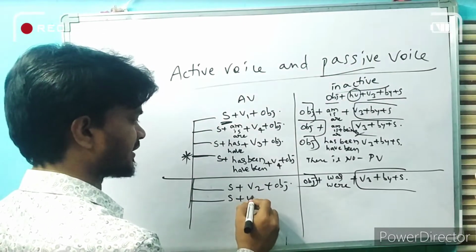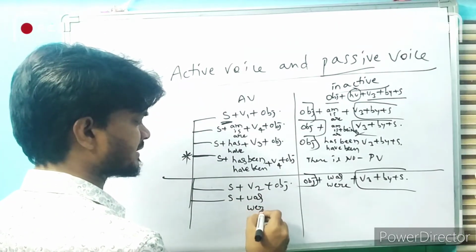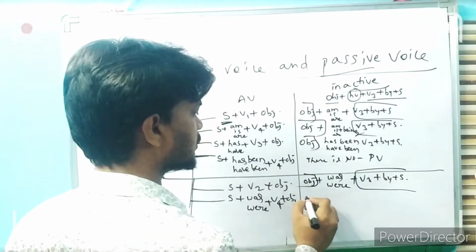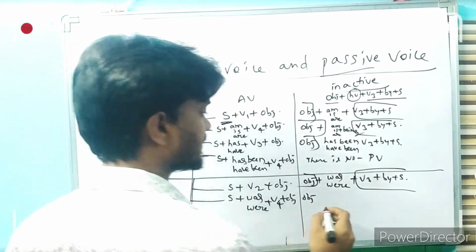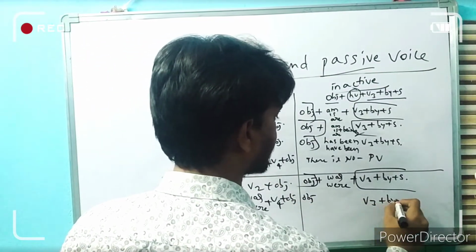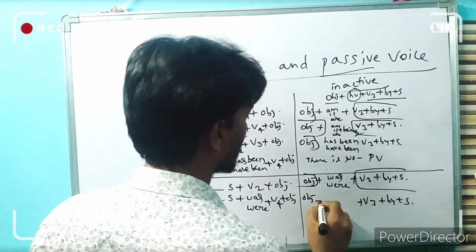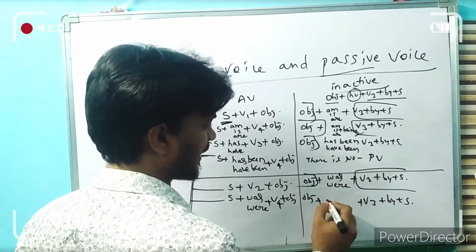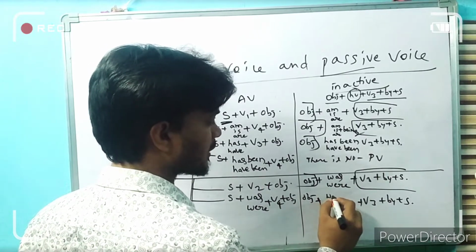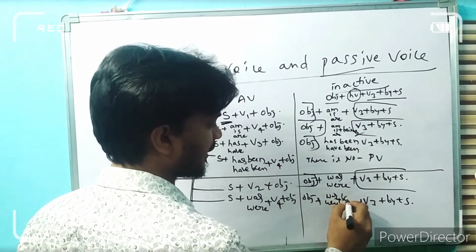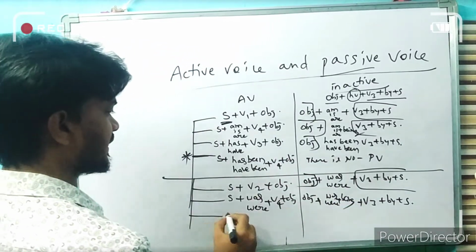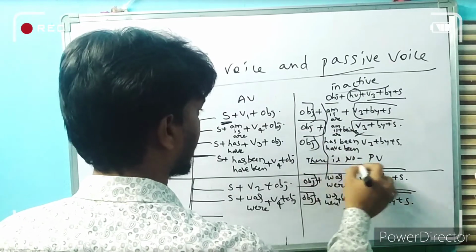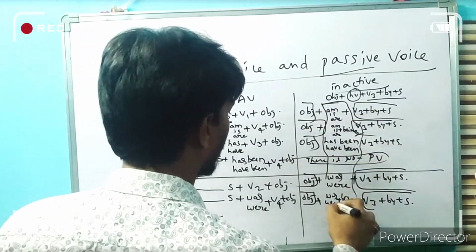If it is past continuous tense, active voice is subject plus was, were plus V4 plus object. So the basic form is object, and at the end V3 plus by plus subject. Now see here, the helping verbs in past continuous tense while writing passive voice are was, were plus being. So this part is the same, only this part is different. This part is different in all tenses.